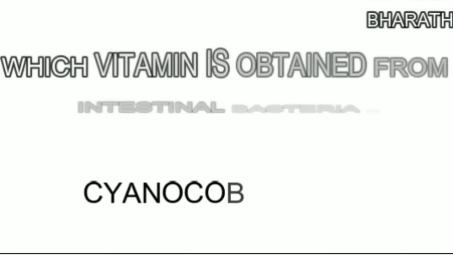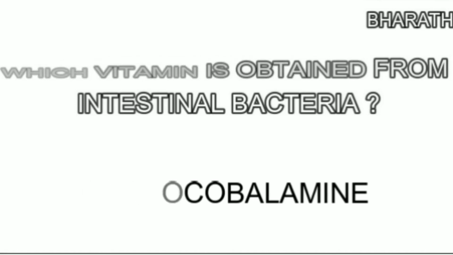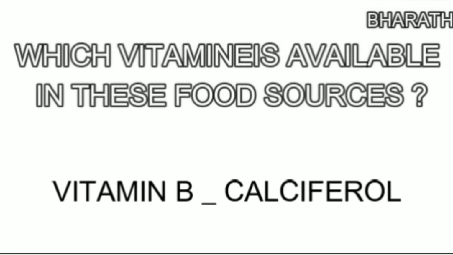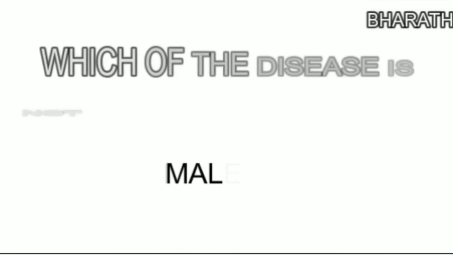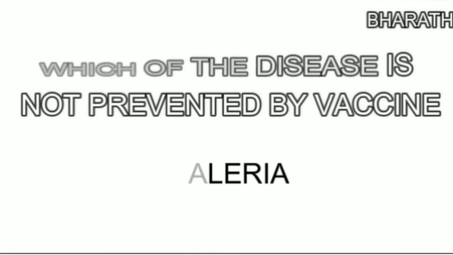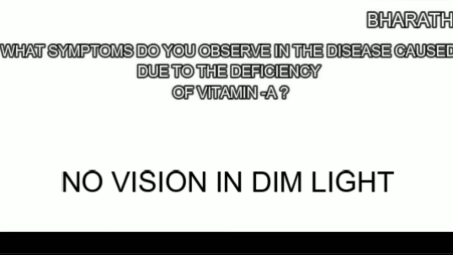Which vitamin is obtained from intestinal bacteria? Cyanocobalamin. It is vitamin B12. Which vitamin is available in these food sources: carrot, tomato, mango, pumpkin and papaya? It's vitamin A, retinol. Which is the disease which is not prevented by vaccine? Malaria is the disease which is not prevented by vaccine. What symptom do you observe in the disease caused by the deficiency of vitamin A? No vision in dim light.